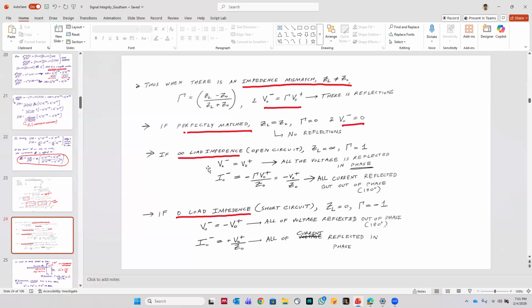So what this is telling you is that if the output was open, then the voltage is reflected completely back in phase, and the current is out of phase, so the current at the output is zero. Similarly, if the output was shorted, the voltage is reflected out of phase, so the voltage at the output is zero, but the current adds up, which makes sense because if it was shorted, you'll have a very high current. Does that make sense?